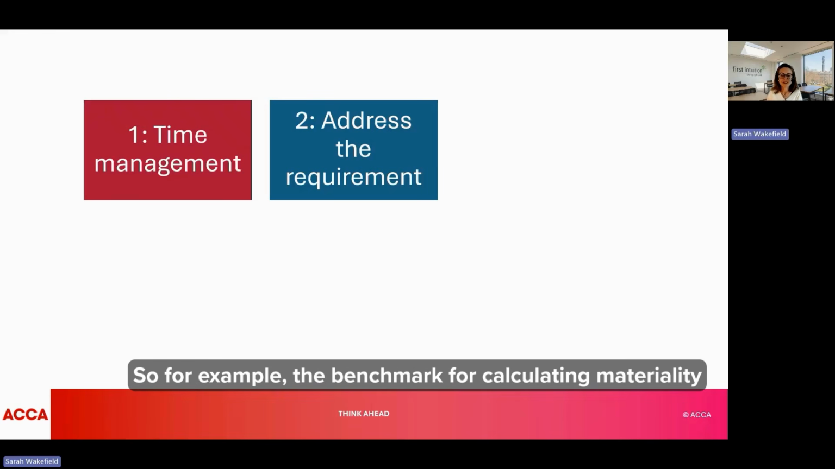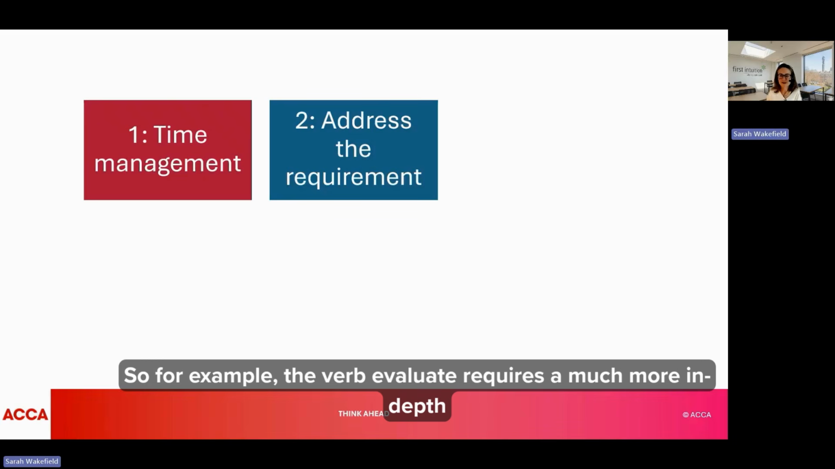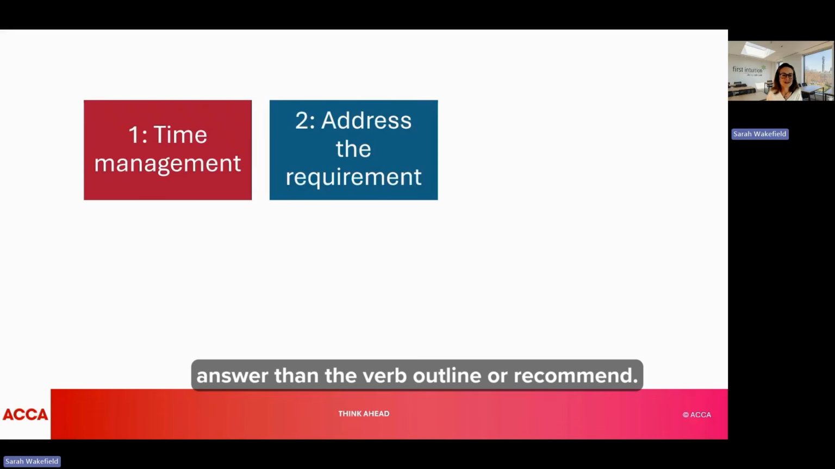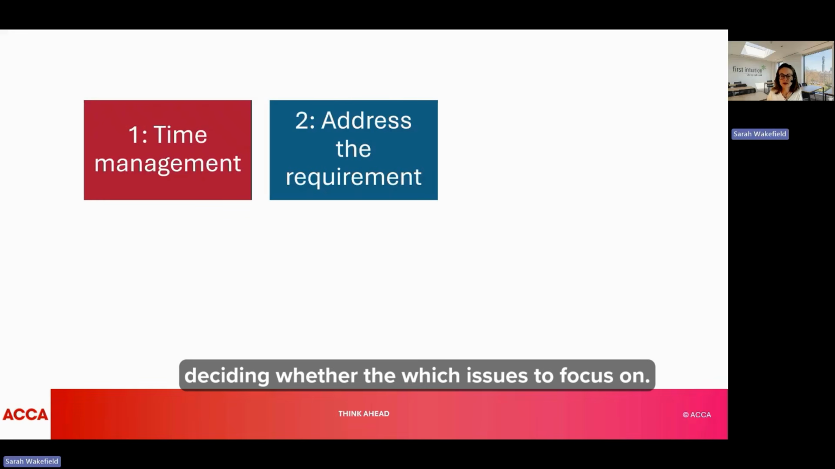Follow any instructions in the requirement. So for example, the benchmark for calculating materiality or specific issues not to look at. Pay attention to the examiner's verb. So for example, the verb evaluate requires a much more in-depth answer than the verb outline or recommend. And be guided by the volume of information in the scenario when deciding which issues to focus on.